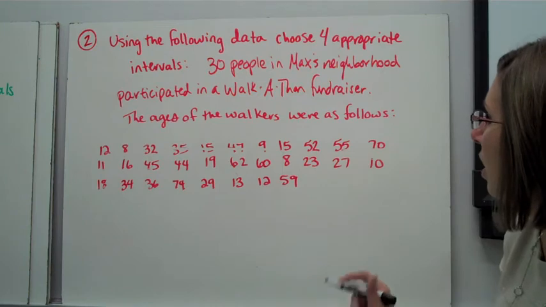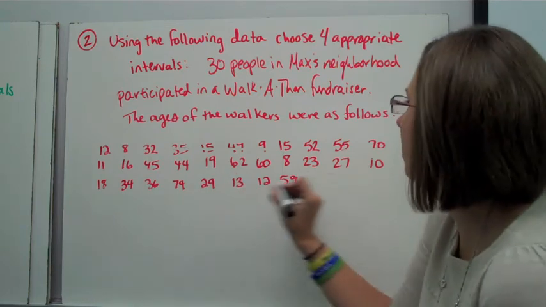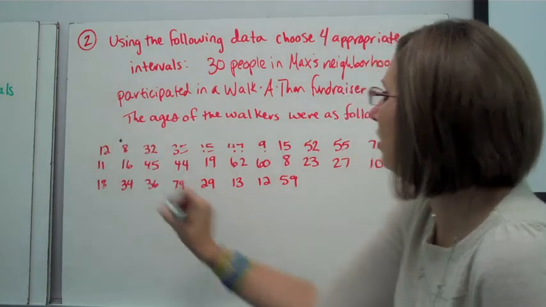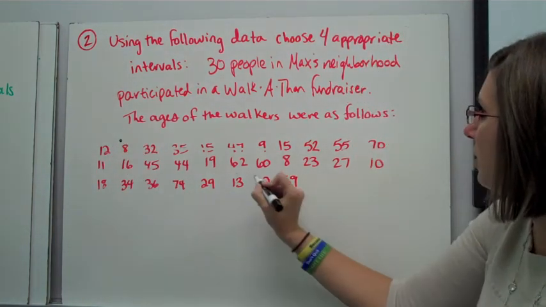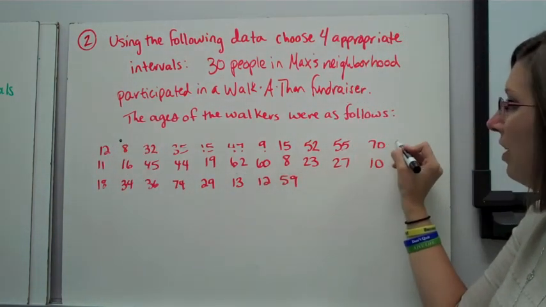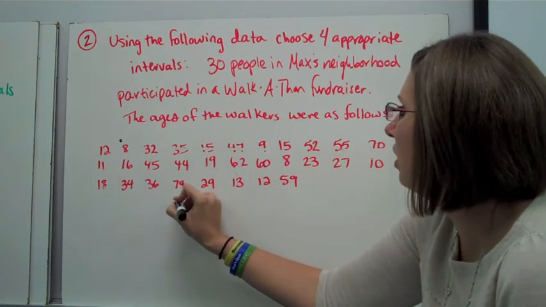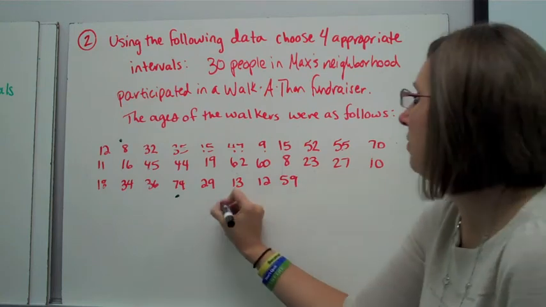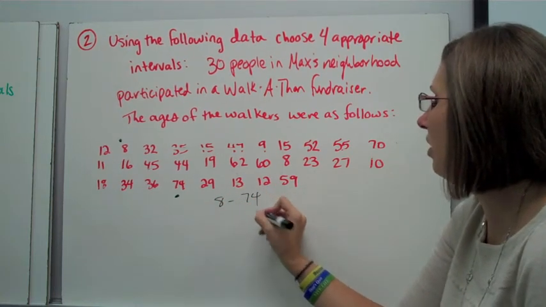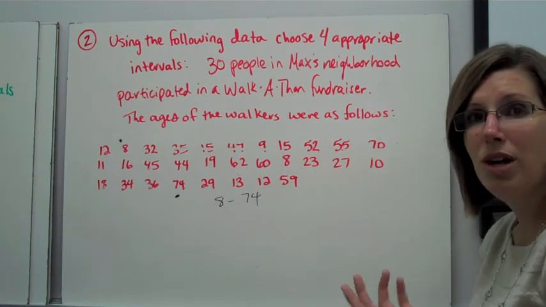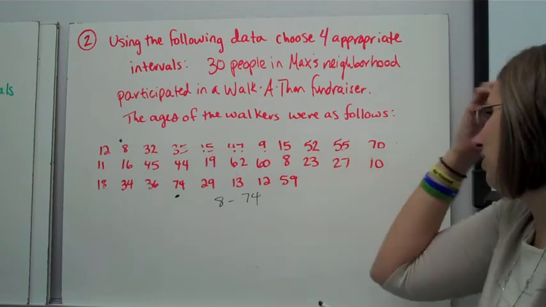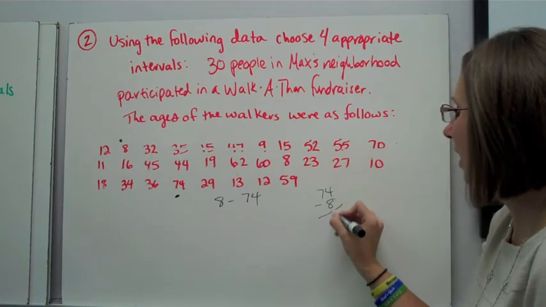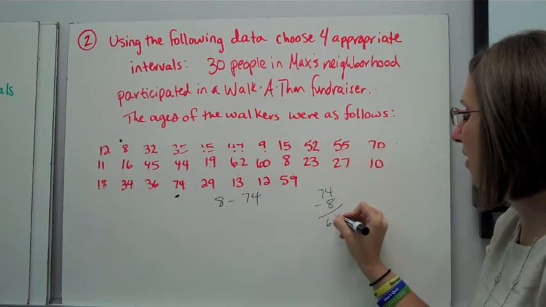So remember, you're scanning your data for the smallest number. I've got 9, 8. 8 here is my smallest. And then the largest, I've got a 62. I've got a 70 over here, a 74. That looks like that's the highest. So I'm going from 8 all the way to 74. If I subtract those two, 74 take away 8, that gives me 66.